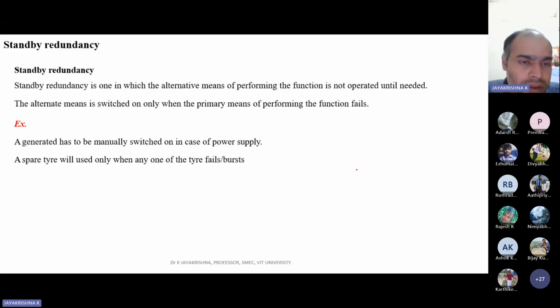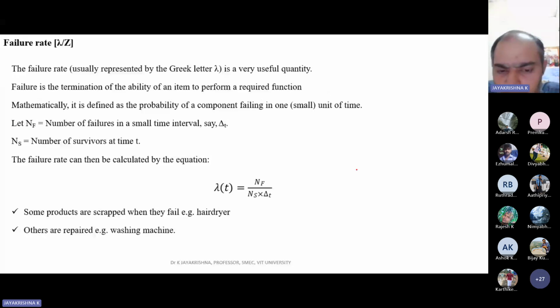Okay, are you able to understand standby redundancy? Yes, sir. Okay, so now see what is failure rate. Again we are increasing one by one. So what is the formula to calculate reliability? What we discussed, R of T. R of T means what? Reliability at time t is equal to e power minus lambda t. So this is the definition what we know for reliability.